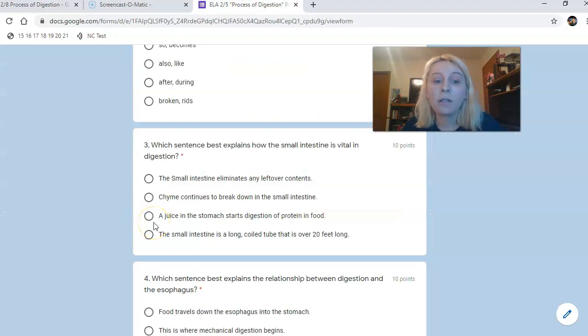So, is it that the small intestine eliminates any leftover contents? Chyme continues to break down in the small intestine. A juice in the stomach starts digestion of protein and food. Or the small intestine is a long coiled tube that is over 20 feet long. We are looking for an explanation of how the small intestine is vital, important to this process of digestion. So not just any old comment about the small intestine, but one showing how it's important for digestion.